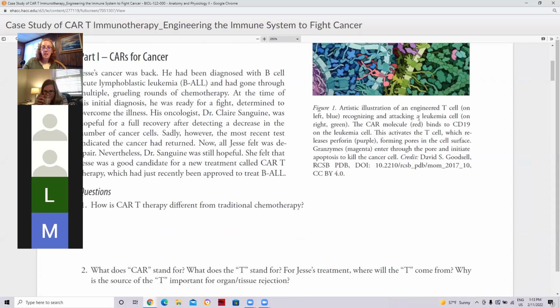An engineered T cell recognizes and attacks a leukemia cell. The CAR molecule binds to CD19. Do you remember what I told you CD meant earlier today? Cell differentiation. Right. So this is specifically a marker on leukemia cells called CD19. It's specifically an antigen on leukemia cells called CD19.